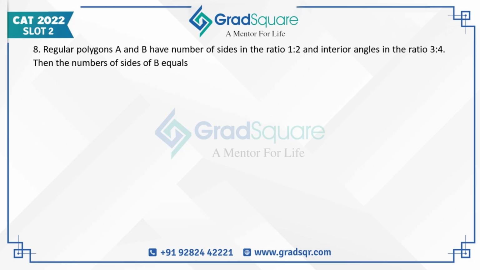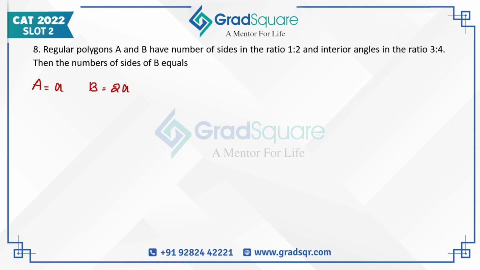In this question, regular polygons A and B have number of sides in the ratio 1:2 and interior angles in the ratio 3:4. Then the number of sides of B equals what is the question. So I'm going to take the number of sides of polygon A and B. Since the ratio is given as 1:2, I'm going to take the number of sides as a for polygon A and 2a for polygon B.